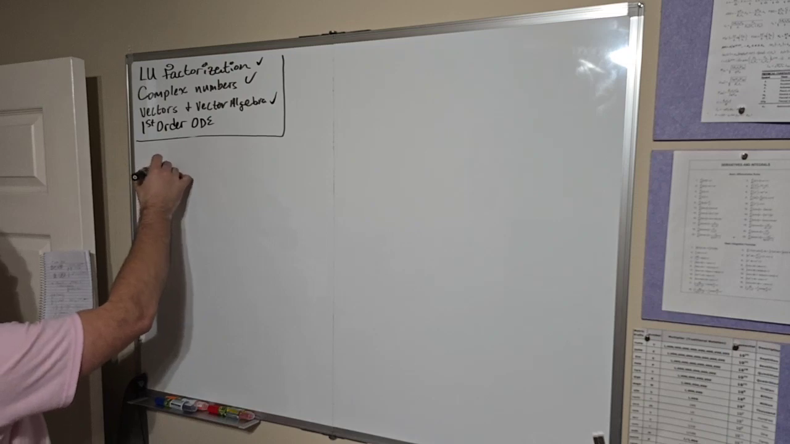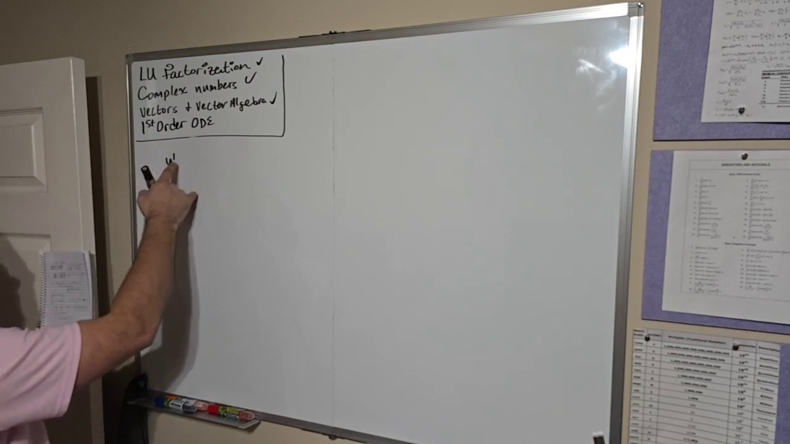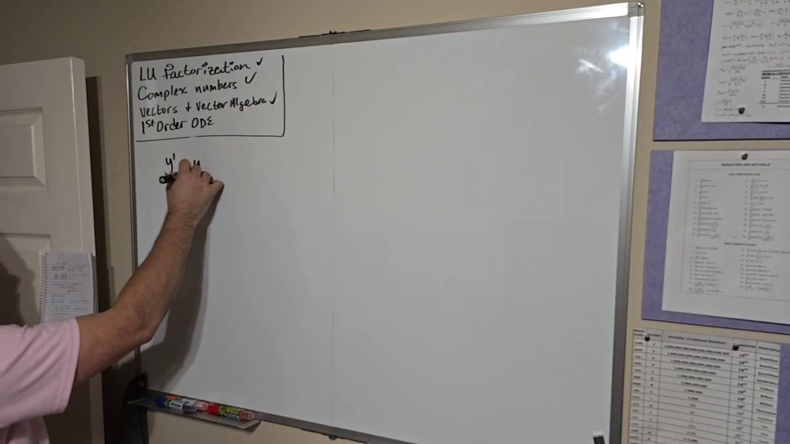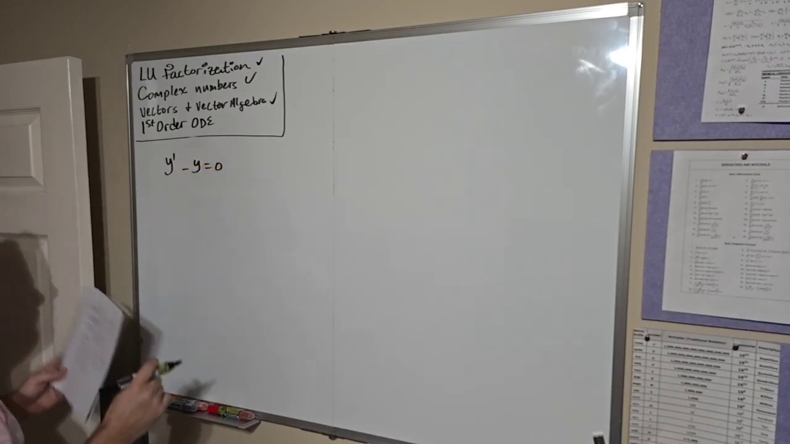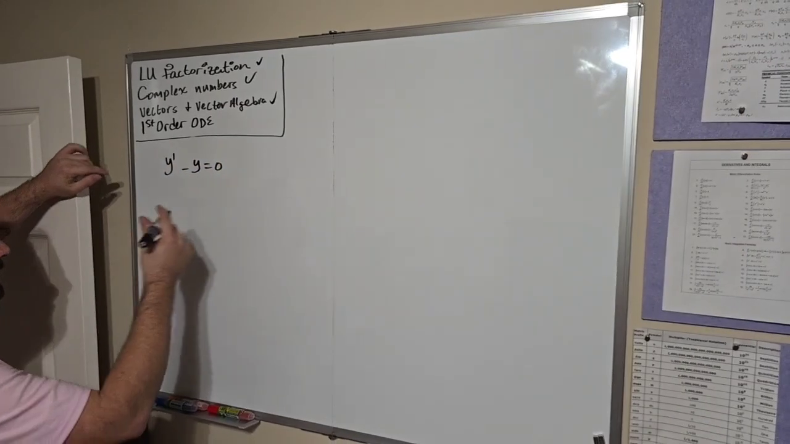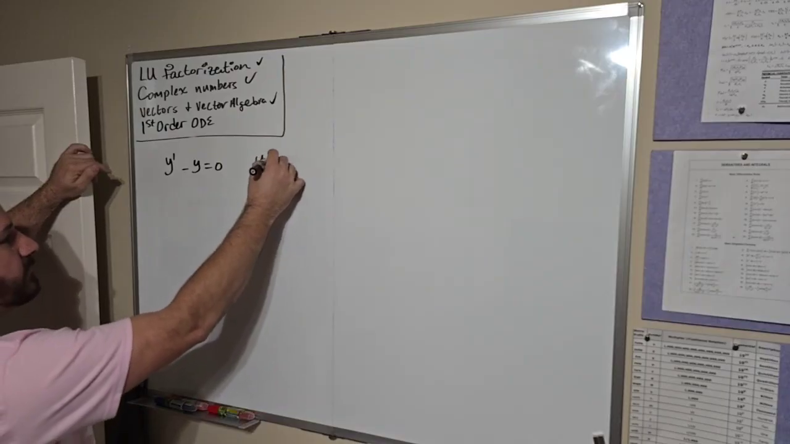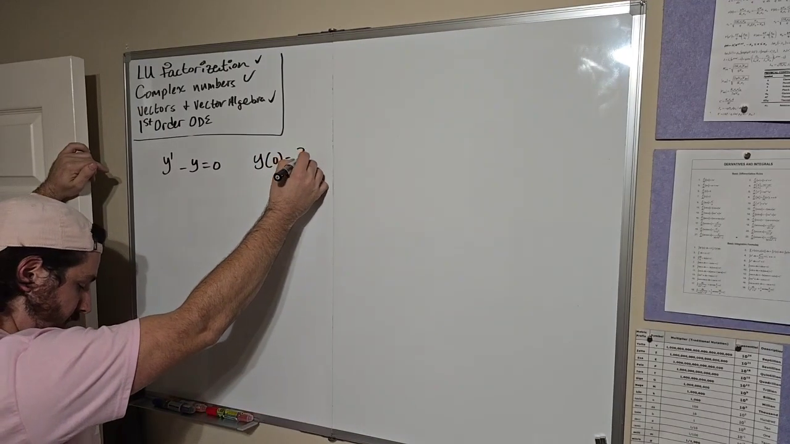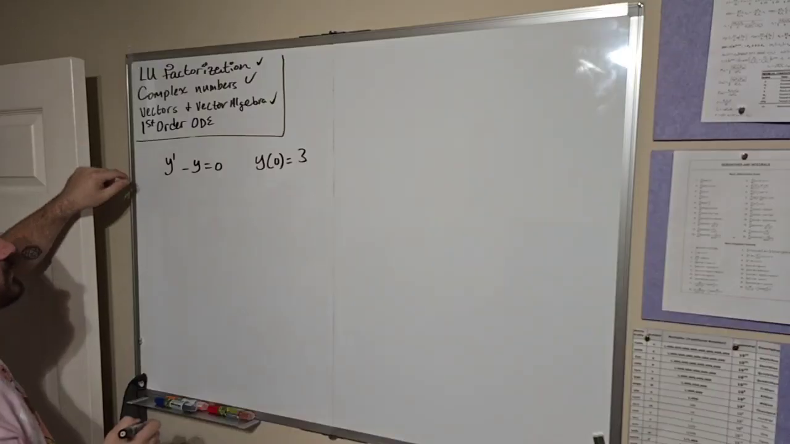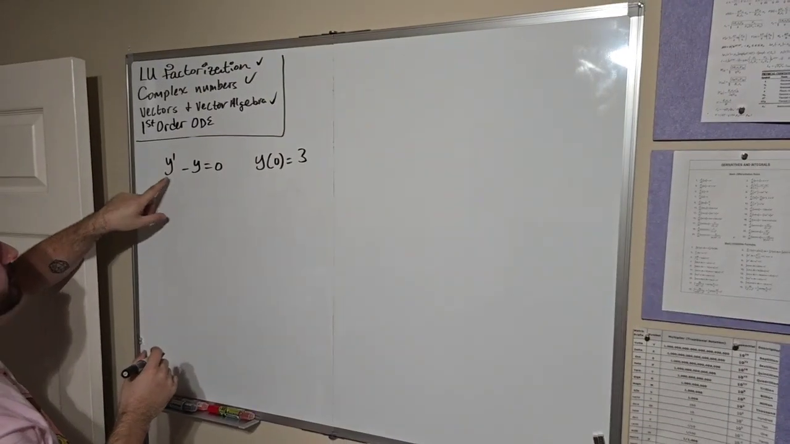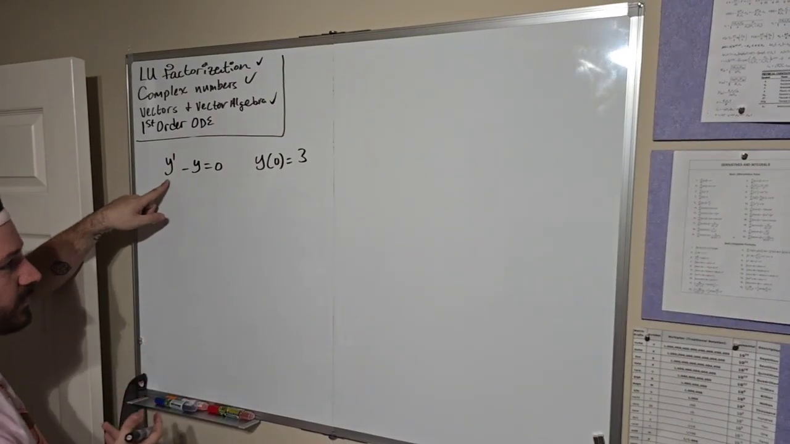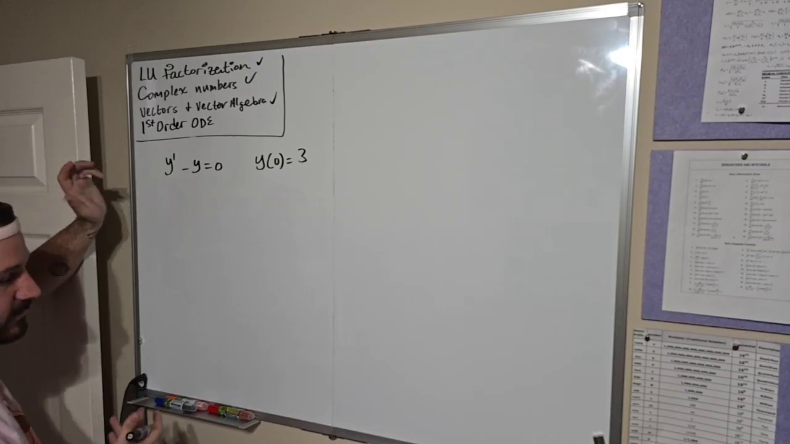I'm going to start with an ordinary differential equation, first order: y prime minus y equals 0. In this case, I'm also going to give an initial condition where y of 0 is equal to 3. Okay? So the way we're going to solve this is we're going to first look and see if we can do separable ordinary differential equations, because those are the easiest. We like those a lot.